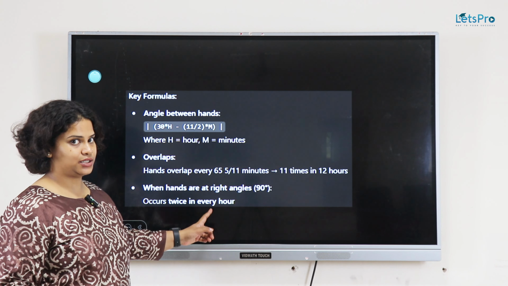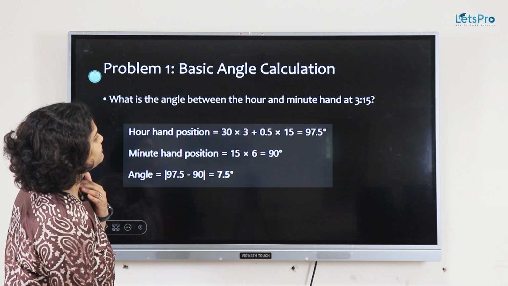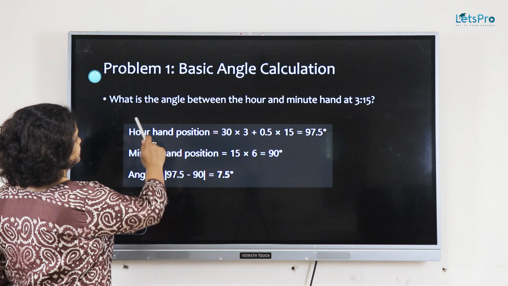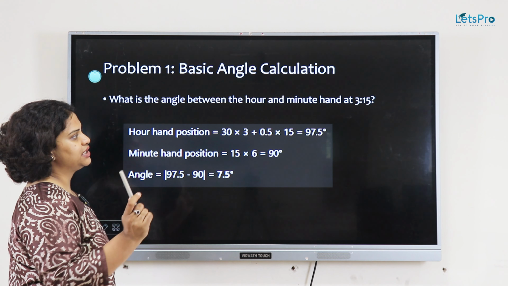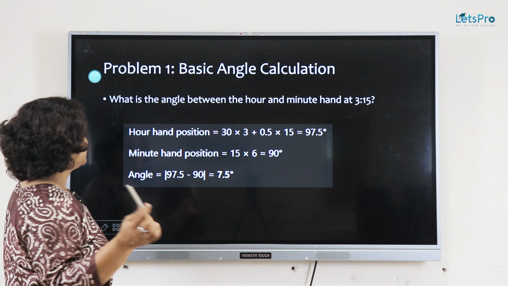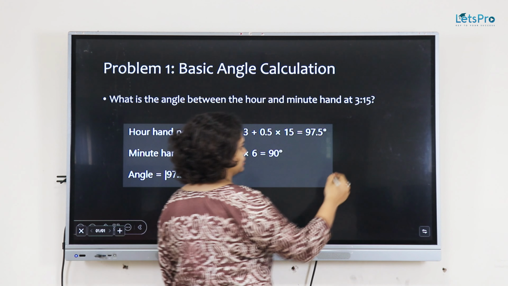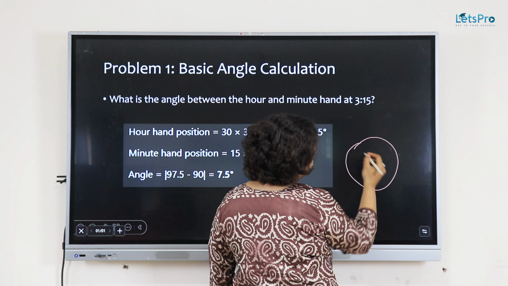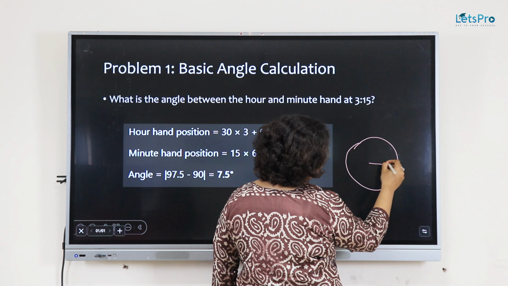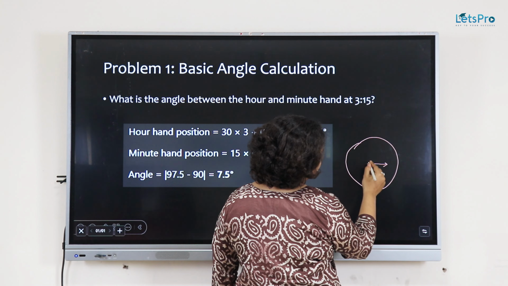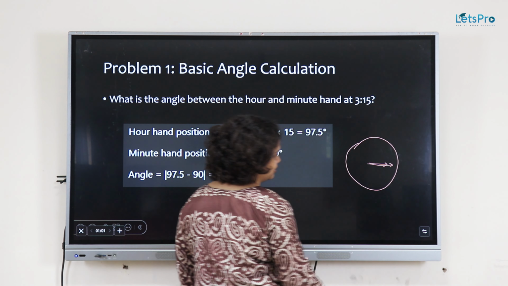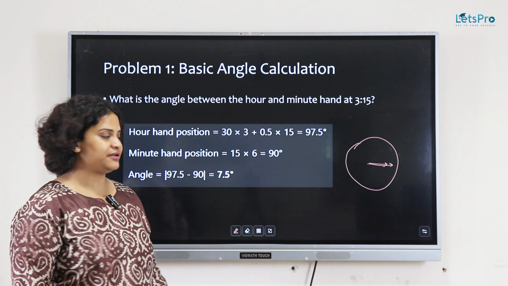Okay, let's quickly get into the problems now. First problem, basic angle calculation. What is the angle between the hour and minute hand at 3:15? First draw it in the clock. This is our smaller hand, correct? This is also the bigger hand, correct? That's how 3:15 looks, right?